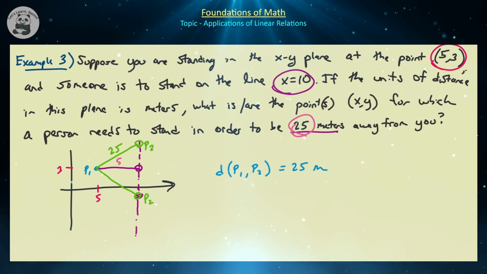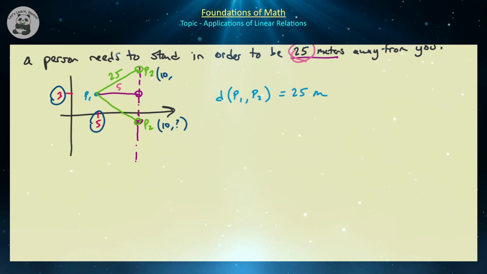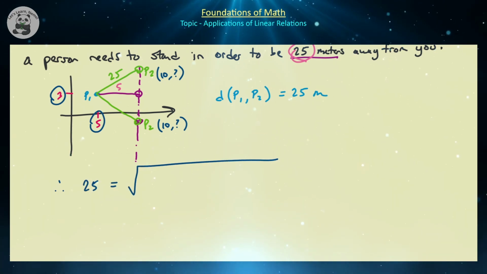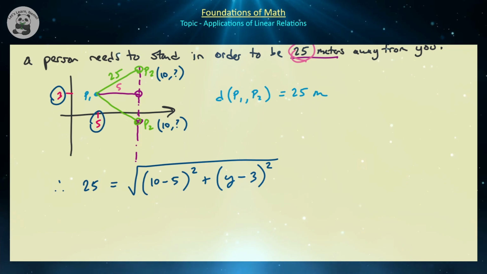So we already know the distance equation between 2 points, and we actually already know what one point is. We just need to figure out the other point. But we do know that the x-coordinate of the second point is going to be 10 comma something, right? So we just need to figure out what that y value is equal to. So we know that the distance must be equal to the square root of x2 minus x1, so it's going to be 10 minus 5, the quantity squared, plus y2 minus y1, and we know the y value of point 1 is going to be equal to 3, the quantity squared.